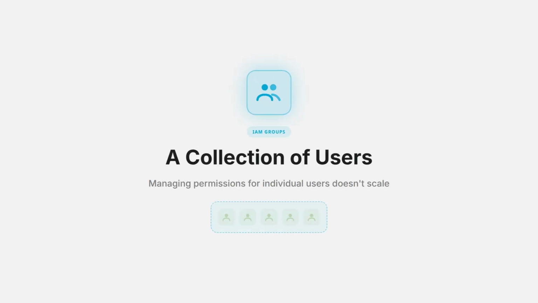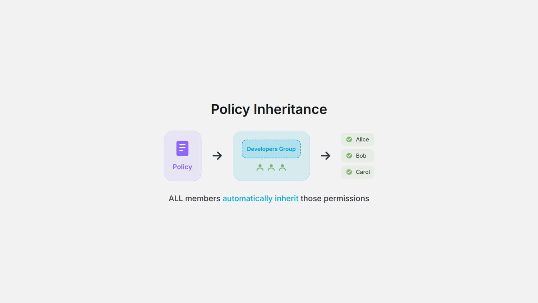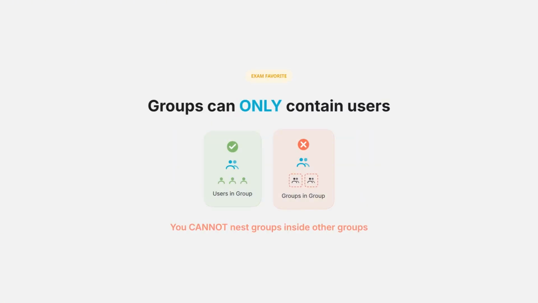Managing permissions for individual users doesn't scale. That's where IAM groups come in. A group is simply a collection of IAM users. When you attach a policy to a group, all members of that group automatically inherit those permissions. Add a new developer to the developers group, and they instantly get the same access as everyone else on the team. Now here's an exam favorite: groups can only contain users.